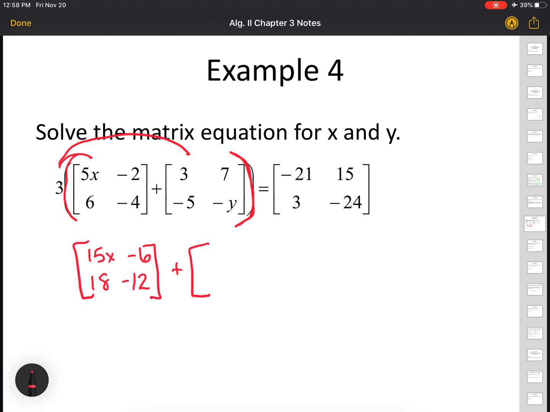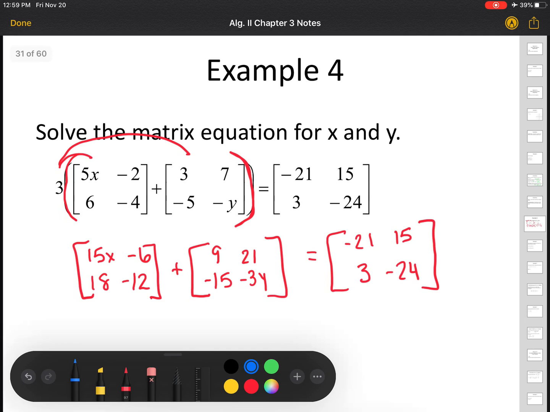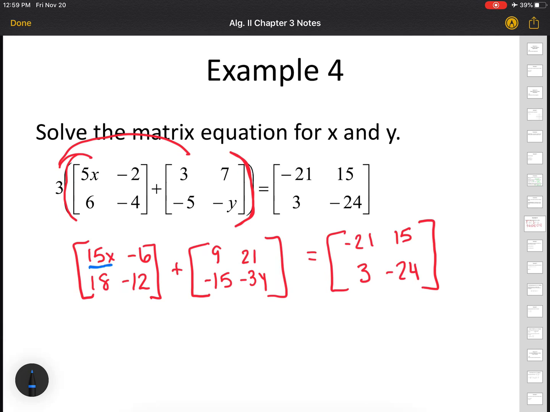Then I'm going to add to it the scalar to the second matrix. So I'm going to distribute it to the other matrix. And I'm going to get 9, 21, -15, and -3y. And it tells me it's supposed to equal -21, 15, 3, and -24. So I'm going to stop and see here if these line up. So positive 15 plus 9 is supposed to equal -21. Well, I don't know x yet, right? That's one of the things I need to find. So I'm just going to write that out. 15x plus 9 is supposed to equal -21.